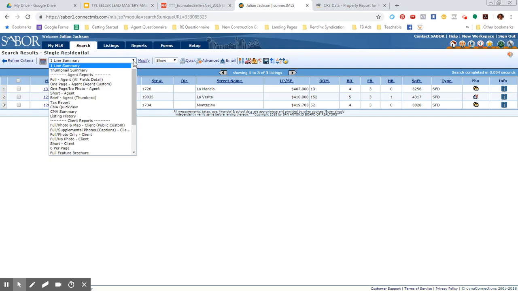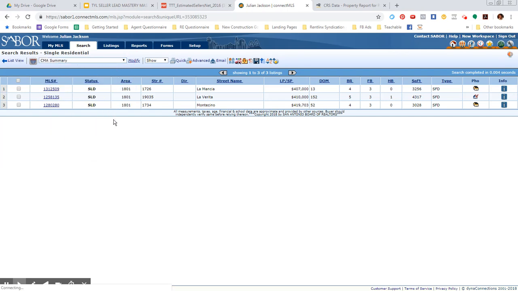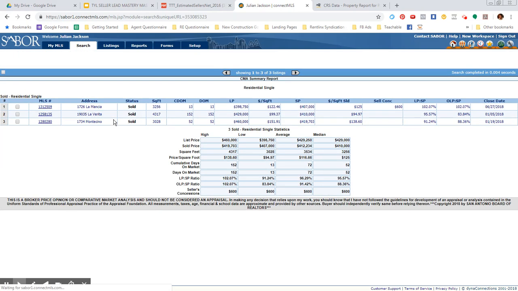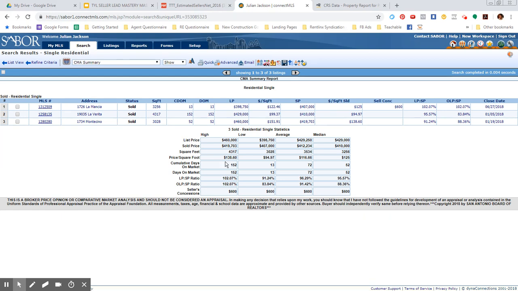Then all I want to do is a one line, where it says one line summary, you go to CMA summary. And once you look at the CMA summary, it'll give you a much better indication of the average and median cost per square foot. So the highest 460, the lowest 398. We see those prices, and we know that ours is going to fall somewhere in between there. And so we're basically looking at cost per square foot. So do we want to say it's $94 per square foot? Because we saw 127 earlier, and then it says 138.